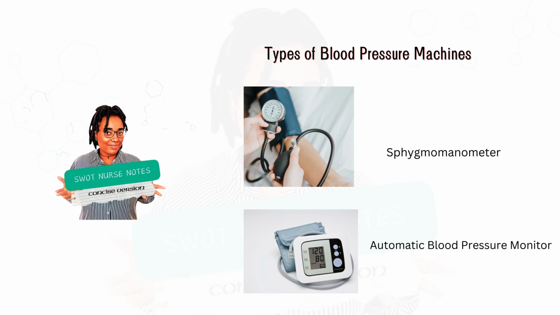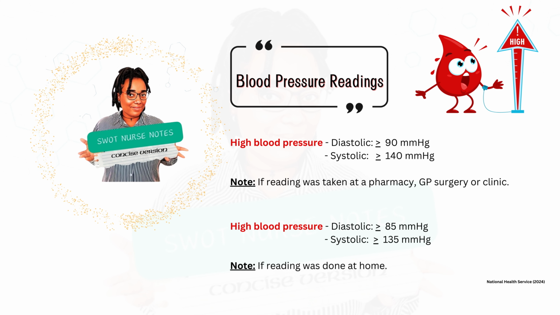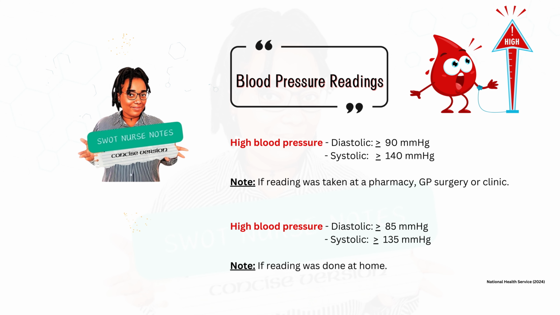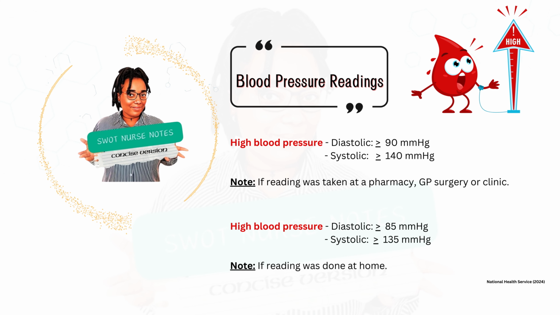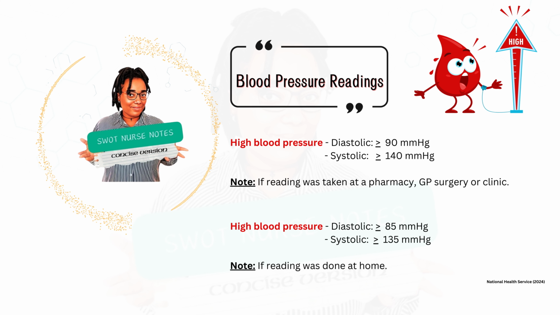Now, let's discuss blood pressure readings. High blood pressure entails a diastolic reading greater than or equal to 90 mm of mercury and a systolic reading greater than or equal to 140 mm of mercury. Note carefully, this is only if the reading was taken at a pharmacy, GP surgery, or clinic. If readings are done at home, with a diastolic reading greater than or equal to 85 mm of mercury and a systolic reading greater than or equal to 135 mm of mercury, it would also be considered as high blood pressure.